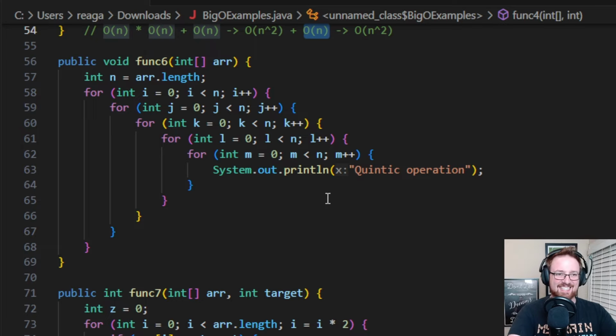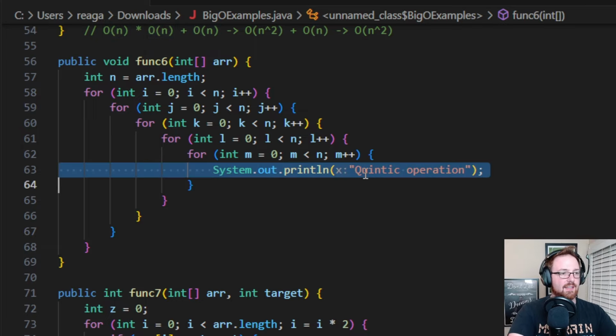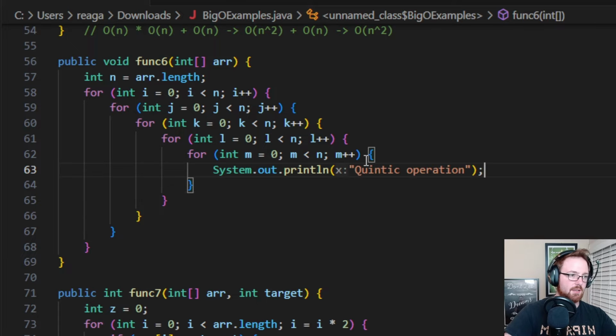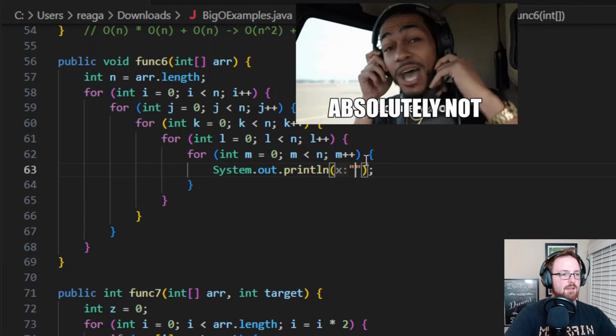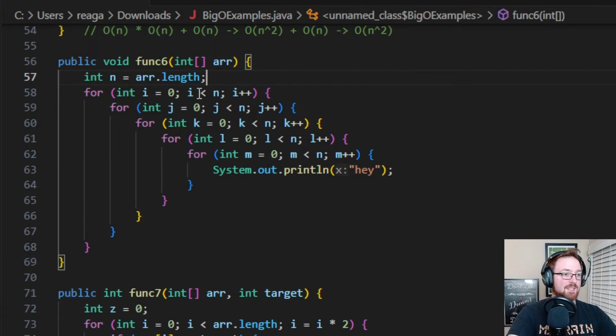This one is not hard, but it is a lot. Feel free to take a second to think about it if you want. Just realized I had left this print statement in here from earlier. Reagan, you can probably just edit this out, maybe. So it may have been given away by it saying quintic operation.